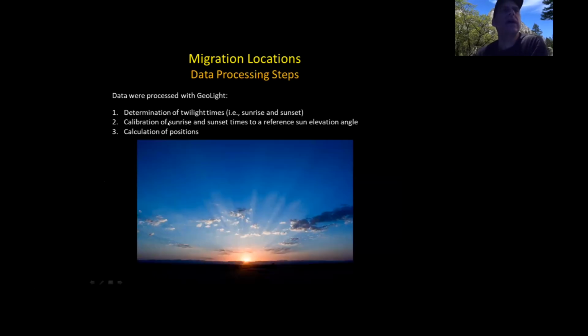Not to get too bogged down in the details here, but the data were processed with GeoLight. This is a package for analyzing light level data, written for a statistical programming language called R. There were 3 steps involved. One is the determination of twilight times, in other words, establishing sunrise and sunset times. Next, we need to calibrate sunrise and sunset times to a reference sun elevation angle. And then once we have times of sunrise and sunset and sun angles, we can calculate the positions of the animal. So I'll go through this one step at a time.